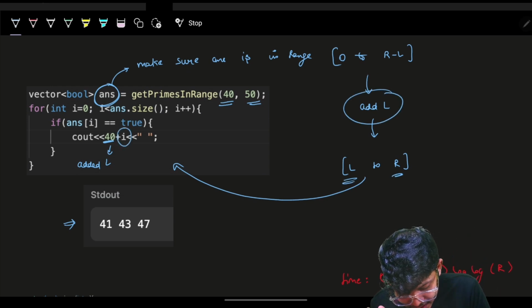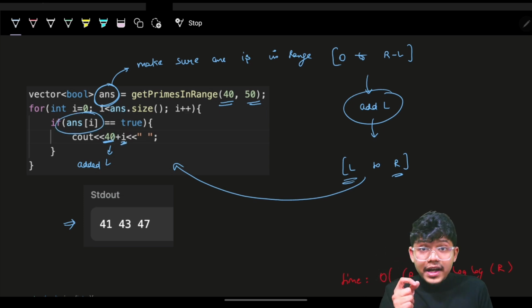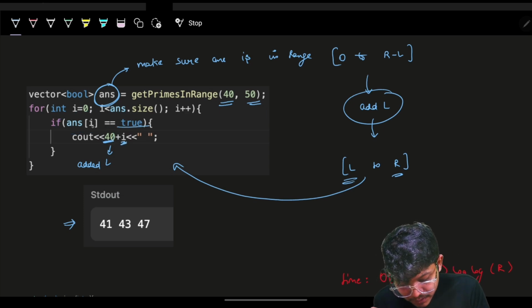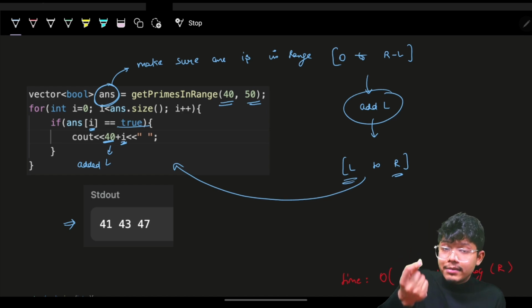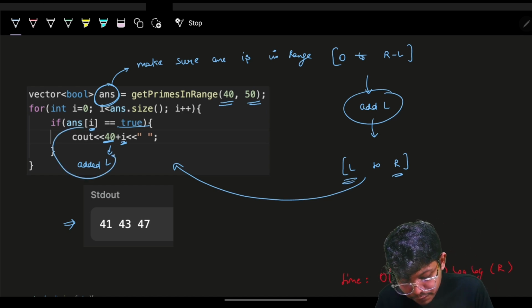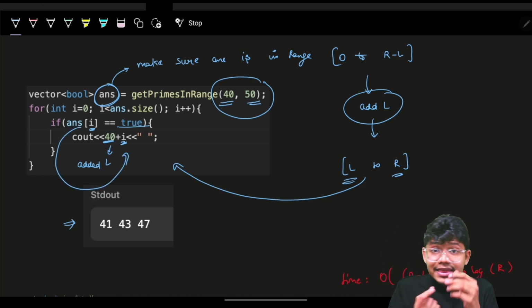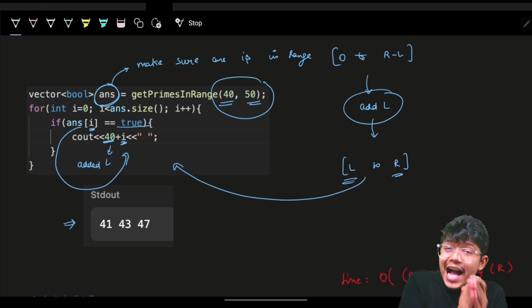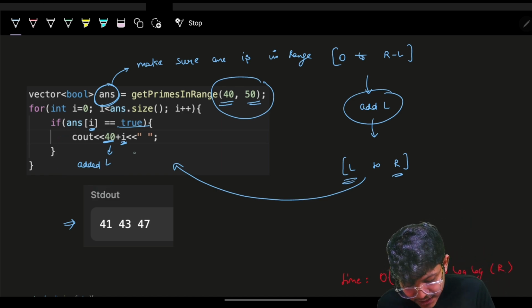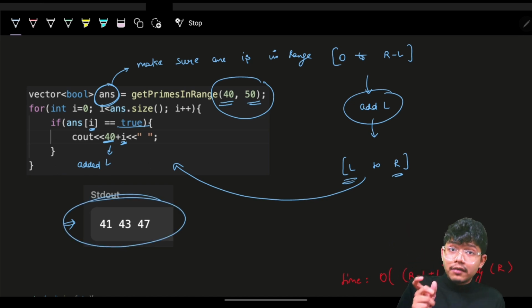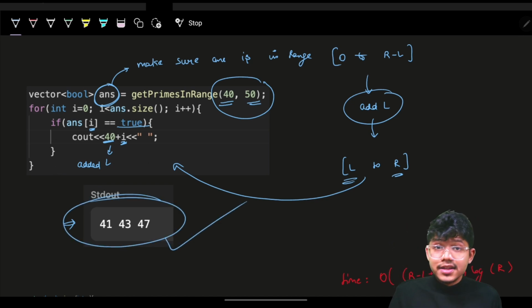So I simply added L to the current I. Again, if answer of I is true, which means that number I is actually a prime number, and I have to give the prime numbers in this range L to R, so please simply add L to that to get the actual prime number. So with that, I can get my actual numbers as 41, 43, 47, and that is the answer in the range 40 to 50. Cool.